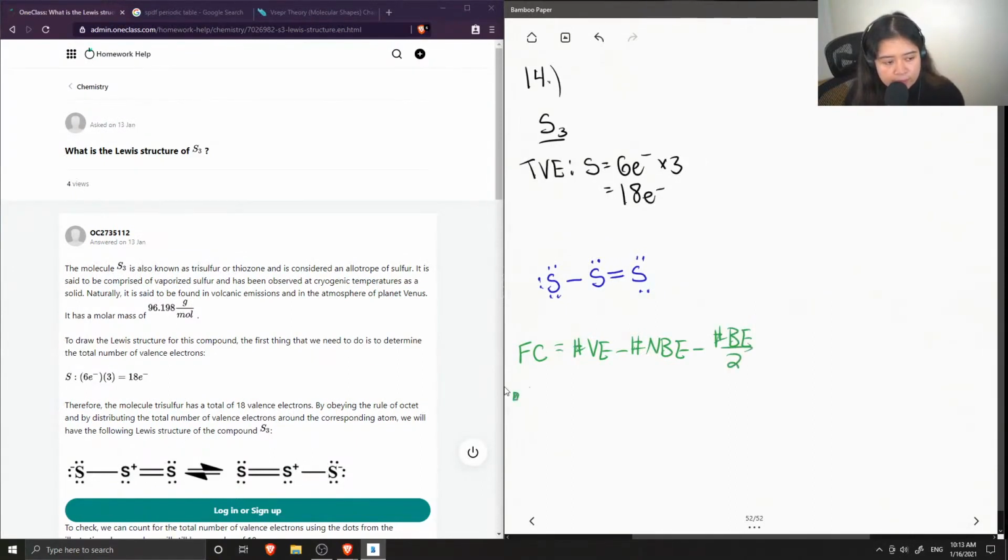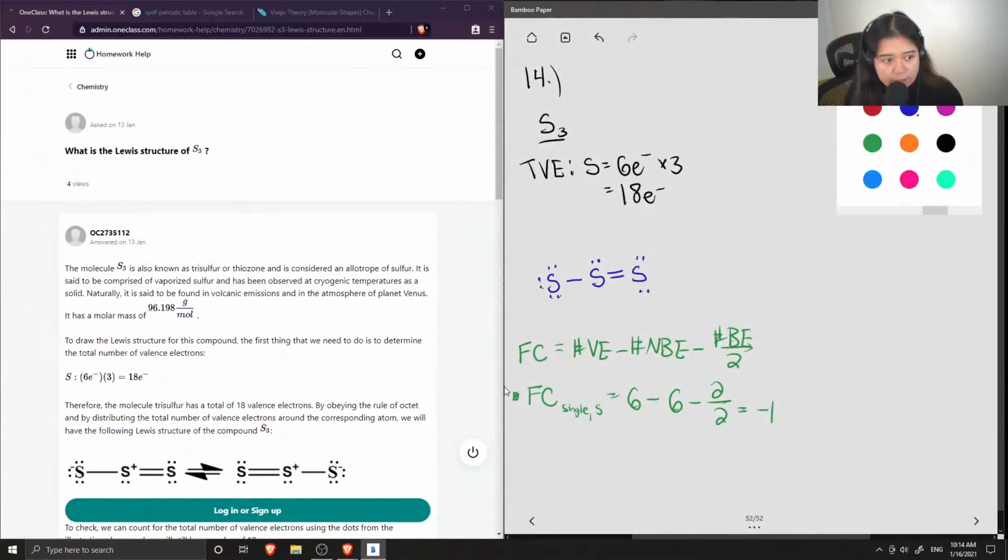Okay, so now let's try to find the formal charge of the single bonded sulfur on the left. There are 6 valence electrons. There are also 6 non-bonding electrons. And there's only the one bond, so we have 2 bonded electrons divided by 2. So this sulfur has a negative charge. So I'm just going to draw a negative sign.